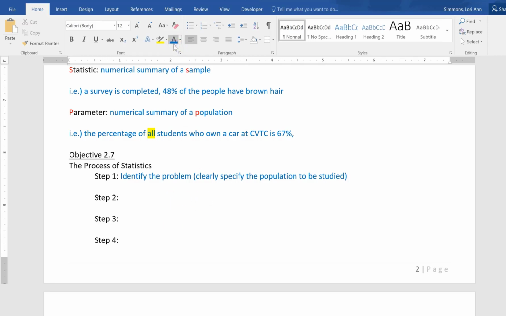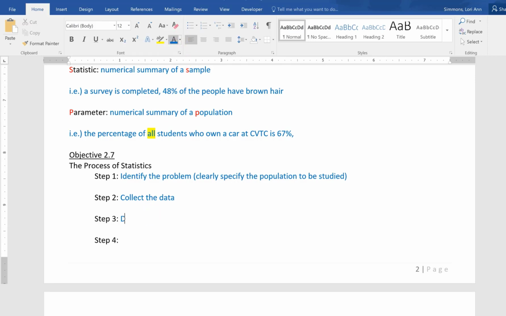Step 2 is collect the data. So when you collect data, it needs to be collected appropriately. Otherwise, it will be meaningless. Usually we use a sample because a population is going to be too expensive and hard to obtain.